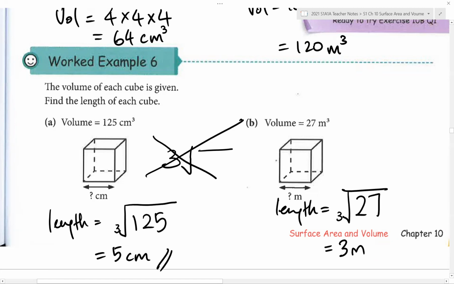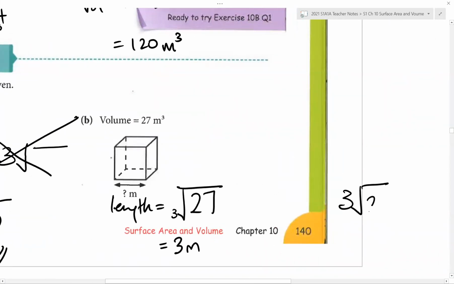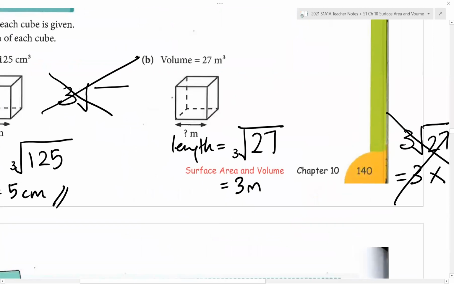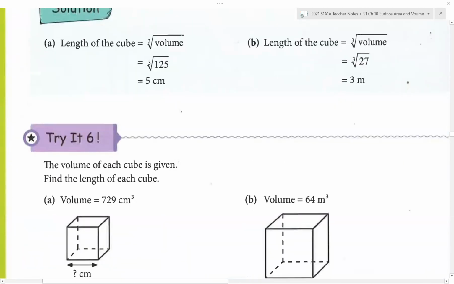Can you see that the 3 is very tiny compared to the rest? It has to be that way. If you write it like this, this means 3 times square root 27, which is wrong. That's not what you want. Okay, so the working as shown, see, tiny 3 over here, tiny 3 over here.